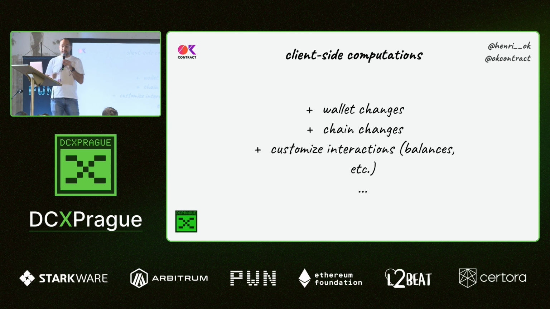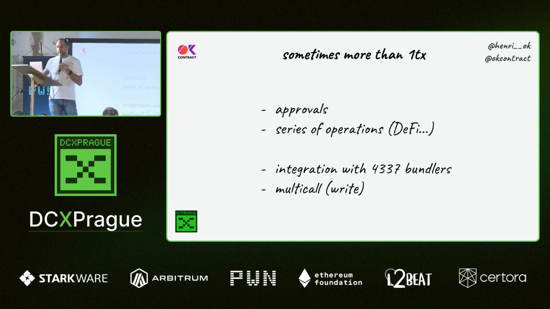And knowing that there's a lot of things that we should compute on the clients. We should compute wallet changes, react to wallet changes, chain changes, be able to customize the interaction for the connected wallet, the balances, etc. And sometimes it's also more than one TX. In that code, we see a lot of glue required to manage the approvals, and sometimes on other projects, there's a series of operations that you want to do, like migrate liquidity from one pool to another. And coming next, of course, will be interaction with the 4337 bundlers, which will change the interactions a lot.